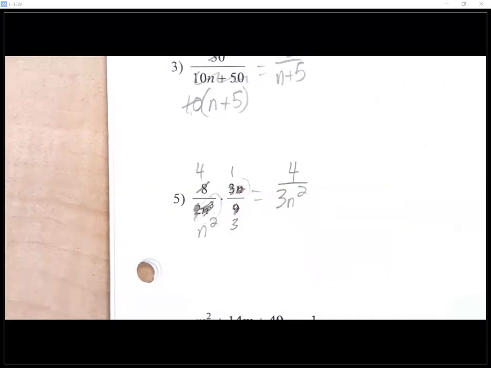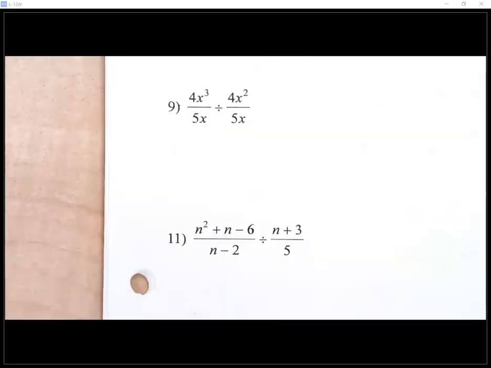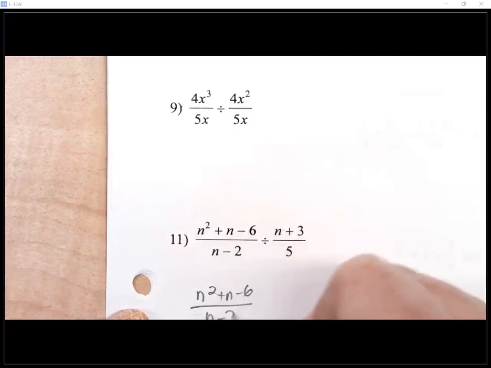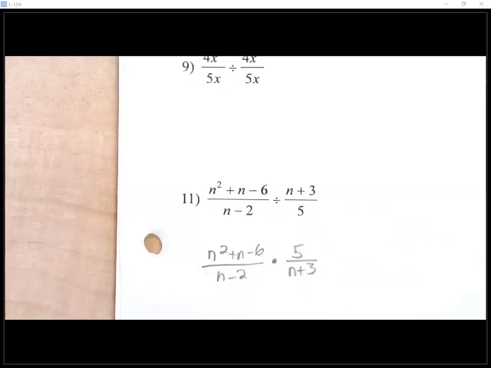Okay, so let's jump to something like 11. A division problem. It's keep, change, flip. That's always, if it's division, right? You're doing keep, change, flip. So I'm gonna keep the first fraction as it is. Don't change anything yet. Change to multiplication and then flip this one over. Okay, so now step one is done. I did keep, change, flip.